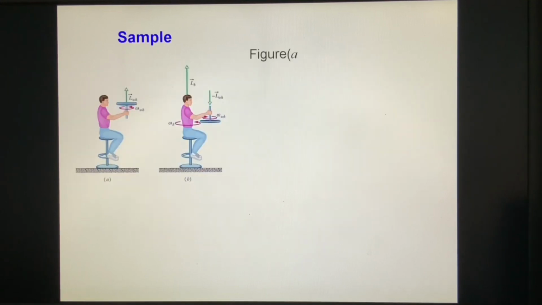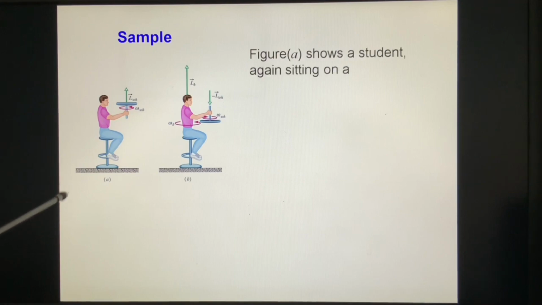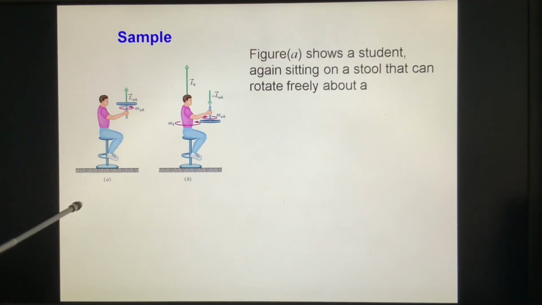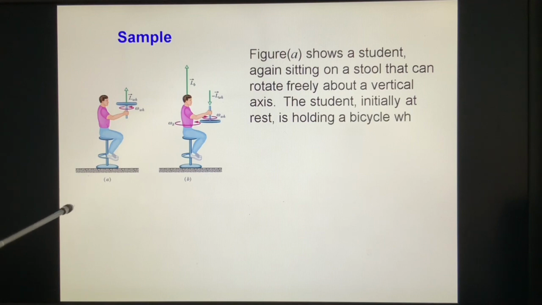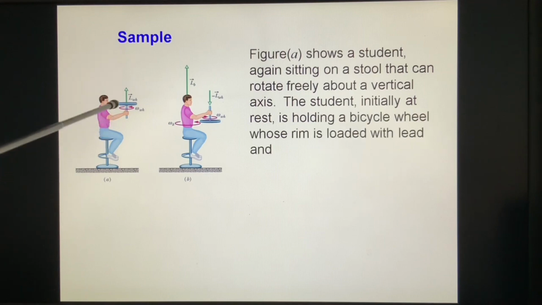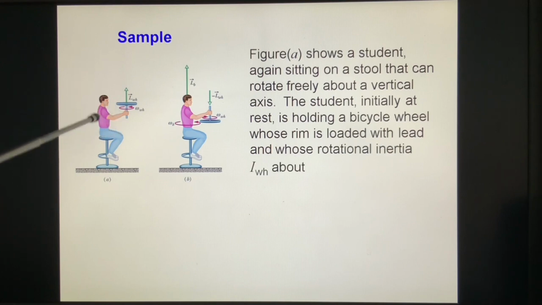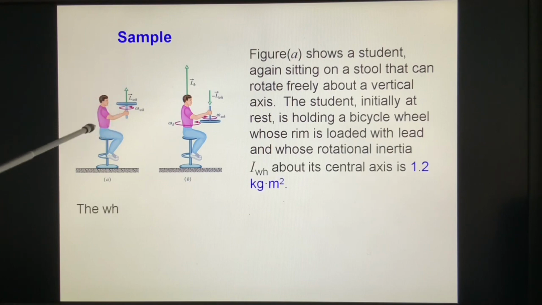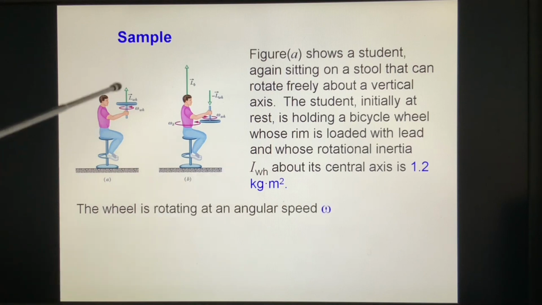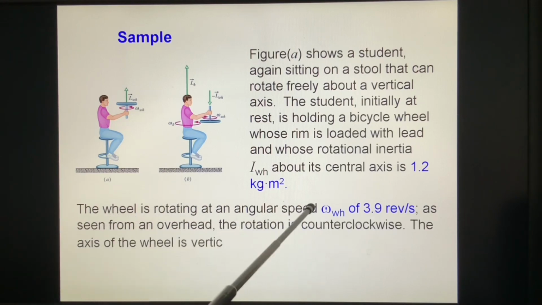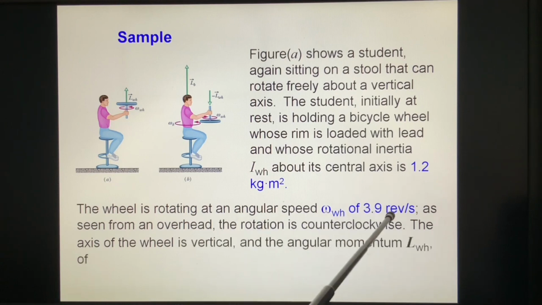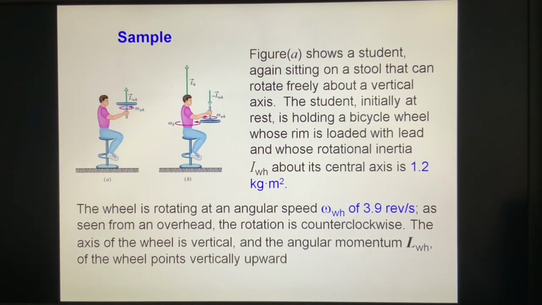Sample. Figure A shows a student, again, sitting on a stool that can rotate freely about the vertical axis. The student initially is holding a bicycle wheel whose rim is loaded with lead and whose rotational inertia I_wheel about its center axis is 1.2 kilogram-meter squared. The wheel is rotating at an angular speed omega_wheel of 3.9 revolutions per second, as seen from the overhead, from the top.